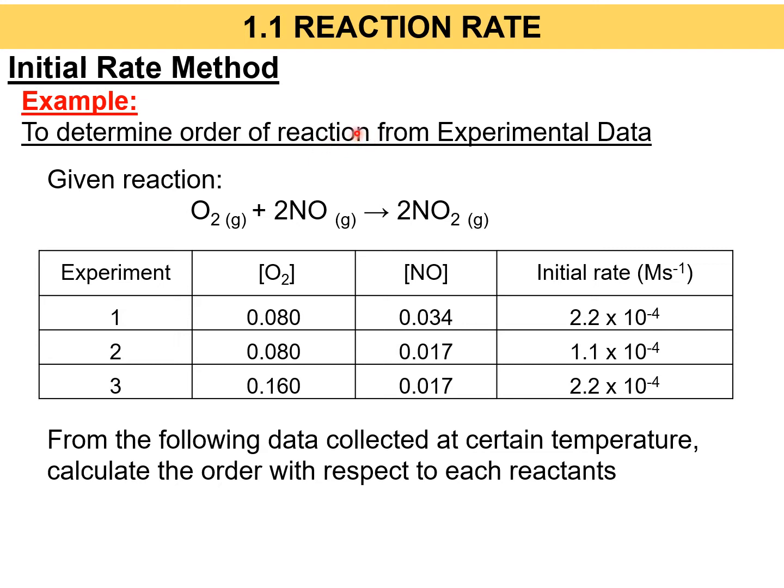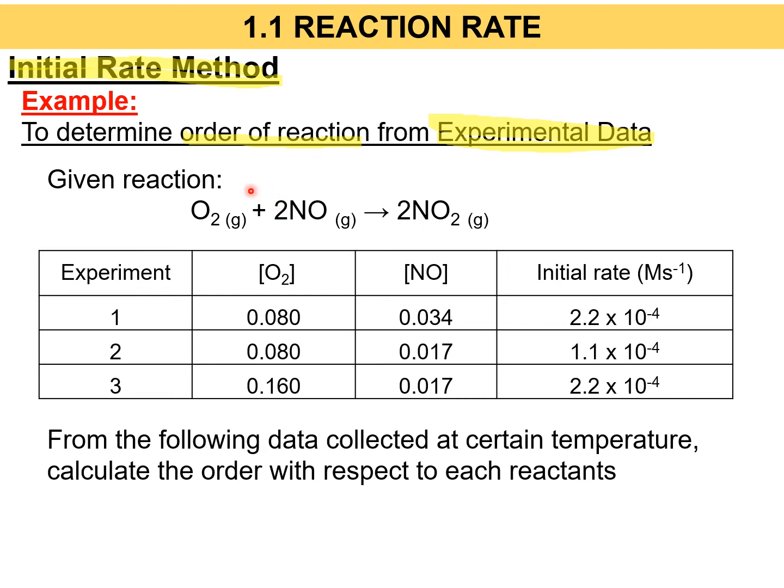So sebagai contoh lah, kalau you ada experimental data and you need to find the order of reaction, how can you find it? You can find it from the initial rate method. Initial rate method ni lah one of the methods untuk you cari order of reaction melalui experimental data. Okay. Kalau initial rate method, dia berkait rapat dengan rate law equation. Okay.